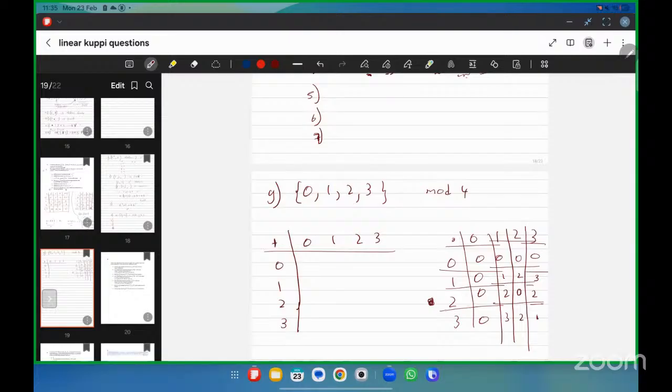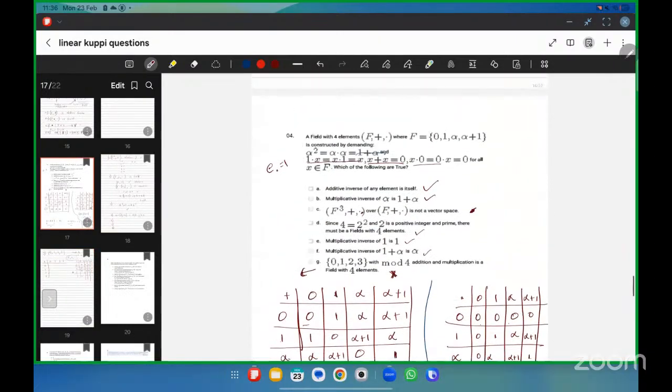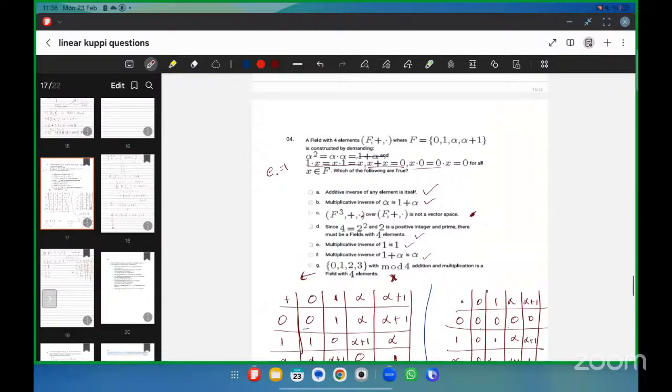The thing is, 2 doesn't have a multiplicative inverse. So we can tell the dot is not an abelian group. Then, since the dot is not an abelian group, F with plus and dot is not a field. Anyways, this has 4 elements, but it's not a field.